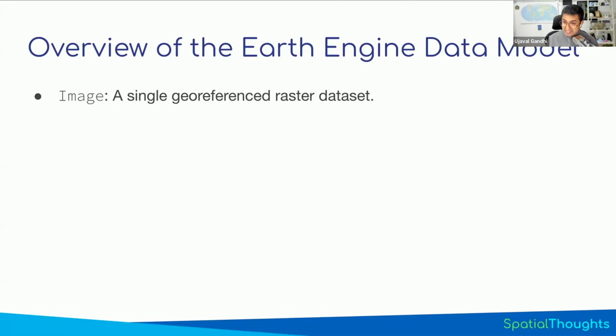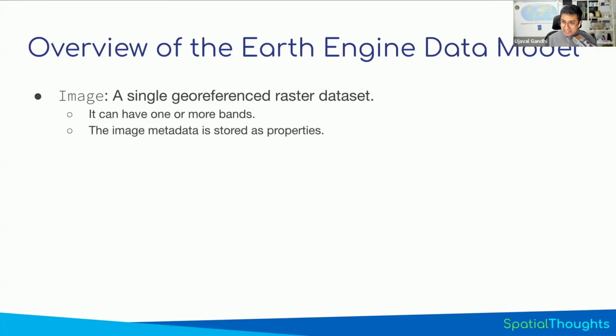An image can have multiple bands inside of it. So you can have 10 bands, 20 bands, 30 bands, doesn't matter. An image is any kind of georeferenced raster. So it doesn't have to be a satellite image, it can be raster data. Any gridded pixel data can be uploaded to Earth Engine as an image. It has to be georeferenced, it has to be gridded. So those are the kinds of images that you can upload.